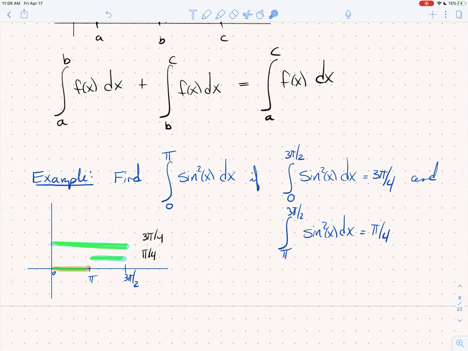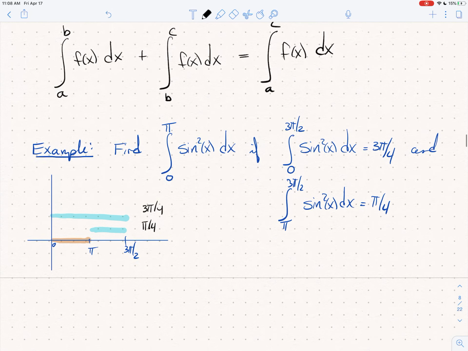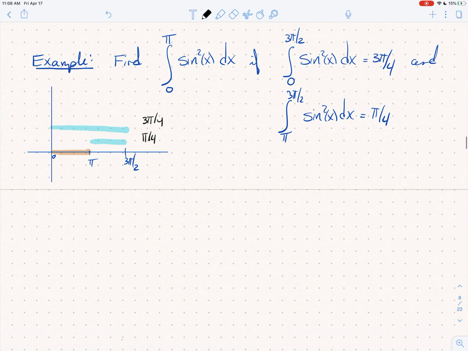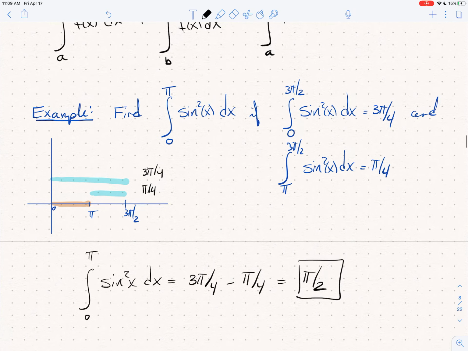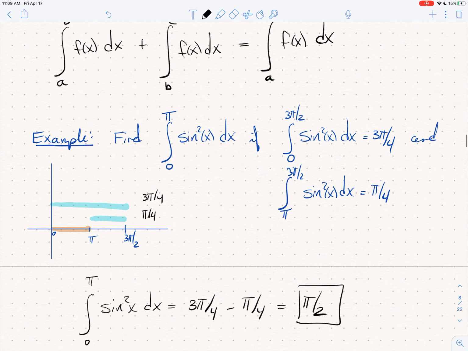The big one is 3 pi fourths. This one is pi fourths, so you just subtract. So our integral from 0 to pi of sine squared x dx is just going to be 3 pi fourths minus pi fourths, which is just pi halves. So that's that. All right, so those are the properties of integrals that we're going to need.